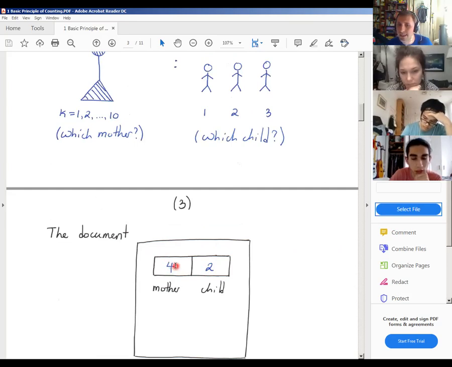This box has 10 possibilities of being filled, and the second box has 3 possibilities of being filled. It's 10 times 3. Are you with me, guys?